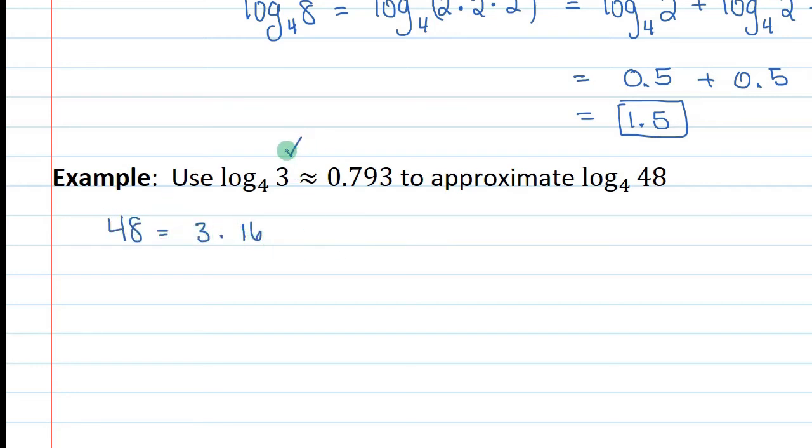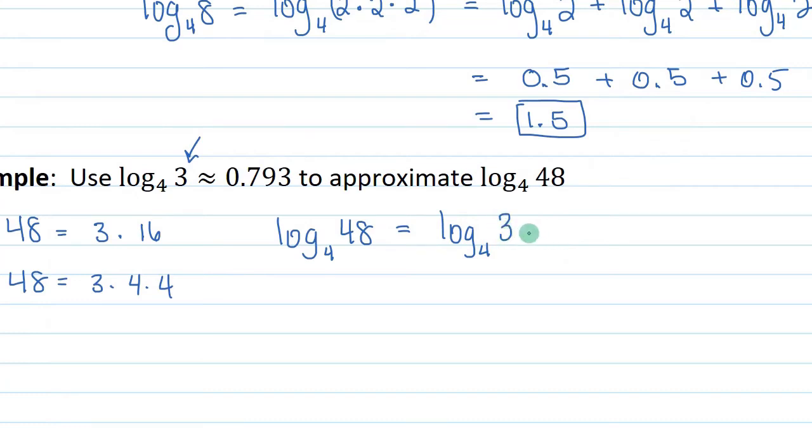Well, that's great for the 3, but I don't have a 16. Until you stop and think about it. Wait a minute. Isn't 16 4 times 4? Yeah. So 48 is 3 times 4 times 4. The log of 48 is the same as the log of 3 plus the log of 4 plus another log of 4. And they all happen to be base 4.